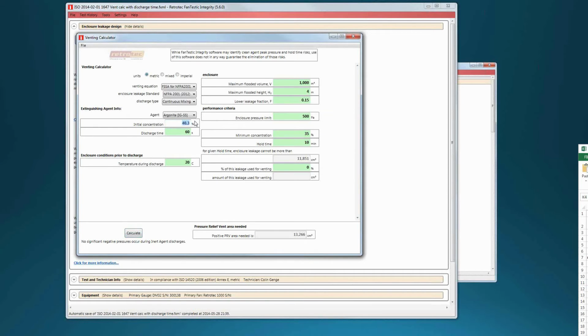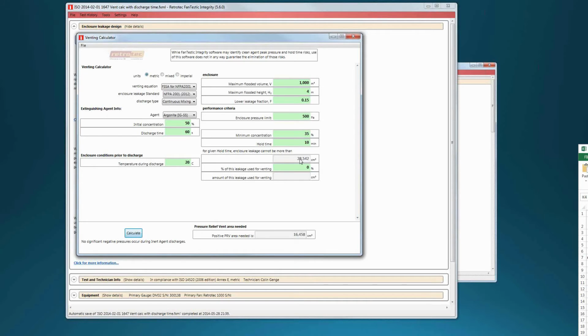But let's take a look at what happens when we increase our initial concentration. The minimum concentration that we're allowed at the end of the hold time stays constant at 85% of design. Just because we go from 40.3% to 50% in our initial concentration does not mean we've changed design. So when we go to 50%, you'll notice right away that we can tolerate a much, much greater amount of enclosure leakage.